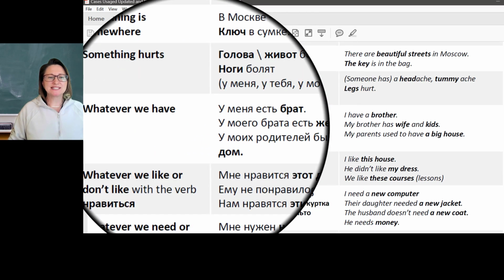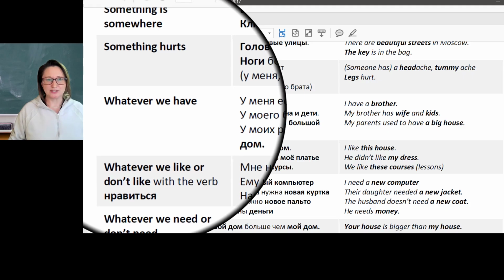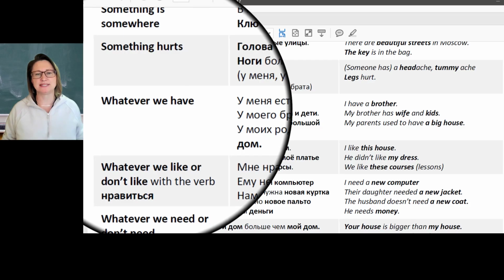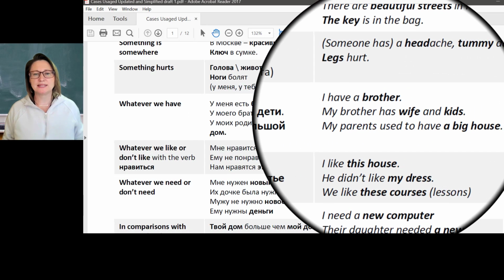Okay, so the next context is also something that you're familiar with: whatever we have is the subject of a sentence. Remember when we look at English sentences of that type, whoever has something is the subject of the sentence. I have a brother. I, in English, is the subject of a sentence. My brother has a wife and kids. Who has a wife and kids? My brother does. That's the subject of a sentence.